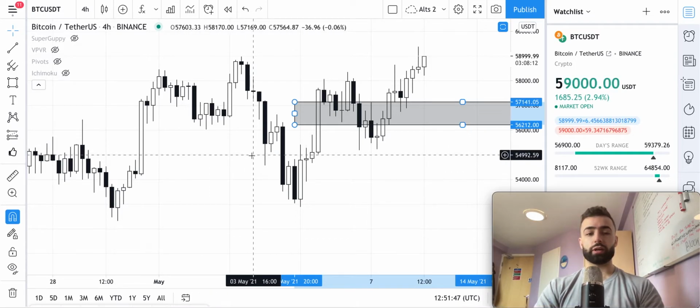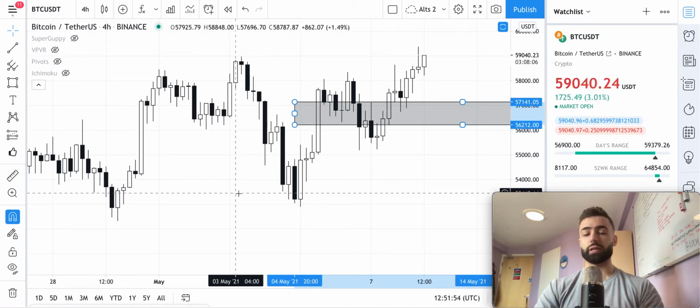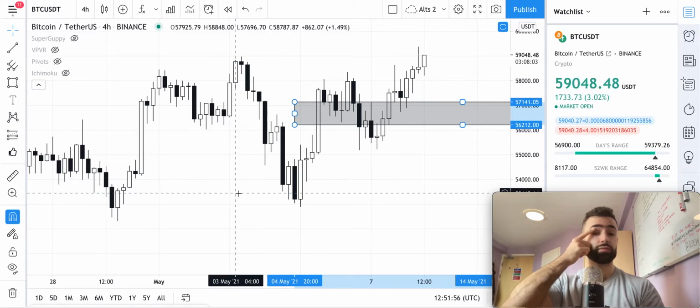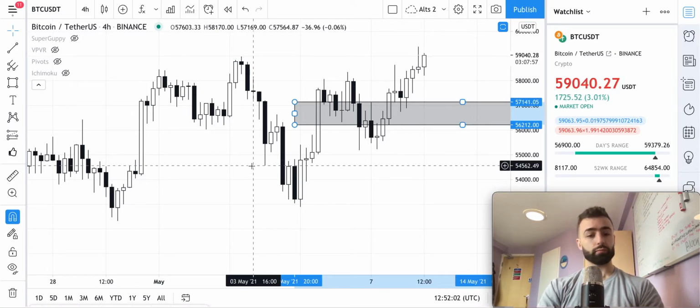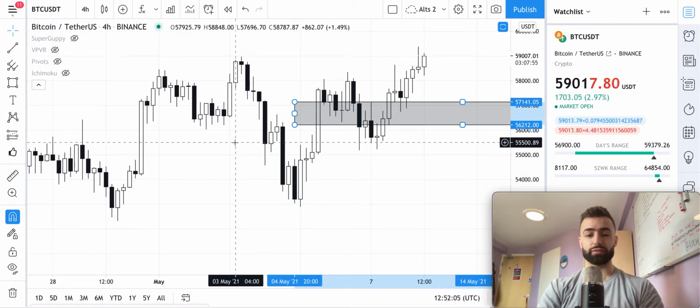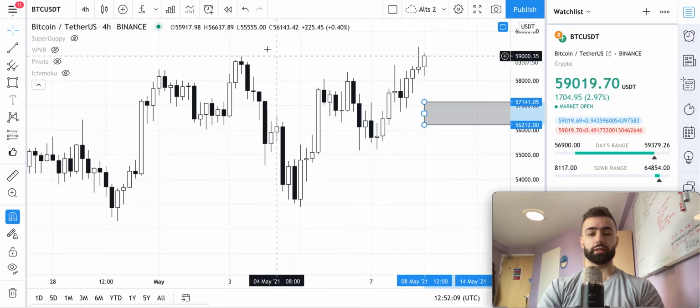In this video, we're going to be talking about a 4-hour trade that I took on Bitcoin. And it's one of my favorite setups actually. The actual setup itself is very simple, and then the trade itself is very clean. So what we're going to be looking at is the price action in this area right here.